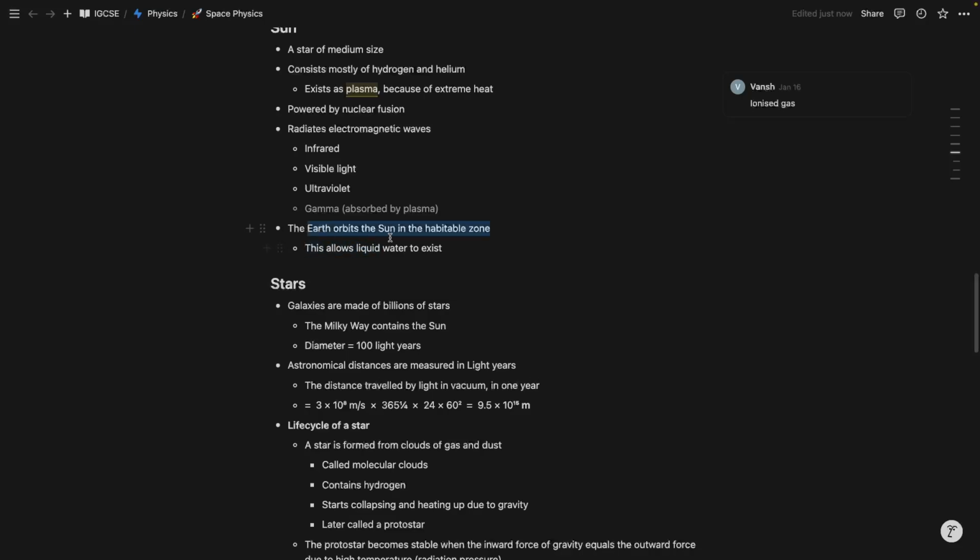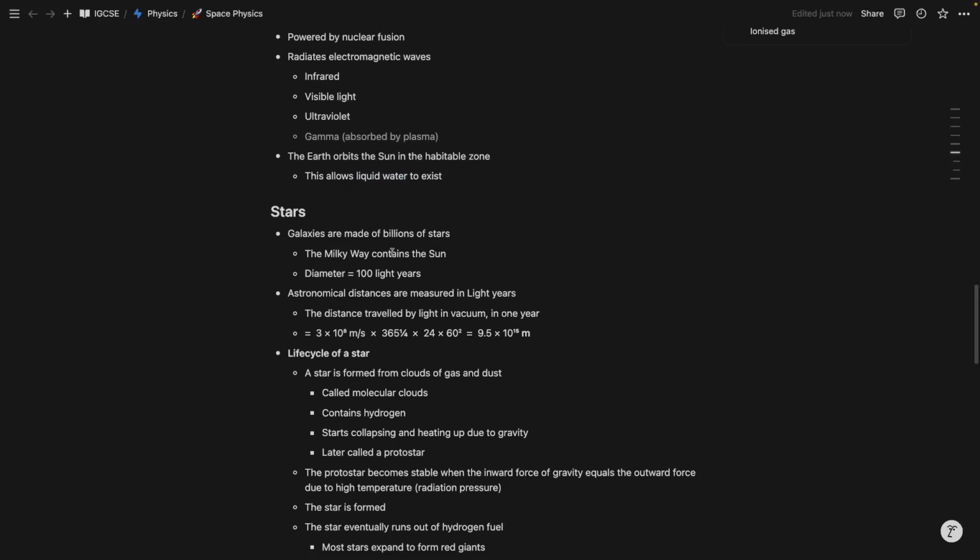The Earth orbits the Sun in the habitable zone, and this is where the temperature is normal from our perspective, which means it's neither too hot nor too cold for life to exist. And for life, there must be liquid water.